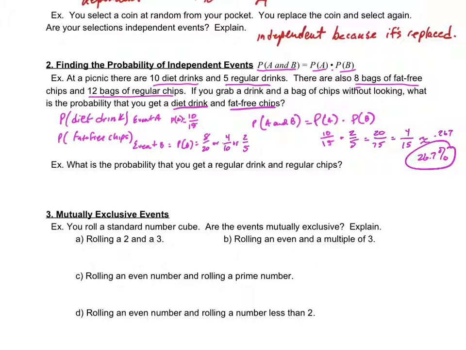And then what is the probability of a regular drink and regular chips? Well, the probability of A, a regular drink, is going to be 5 out of 15, and the probability of B, regular chips, is 12 out of 20. So we have 5 over 15 times 12 over 20, which is 60 over 300, or 1/5, or 20%. There's your chance of selecting a regular drink and regular chips.